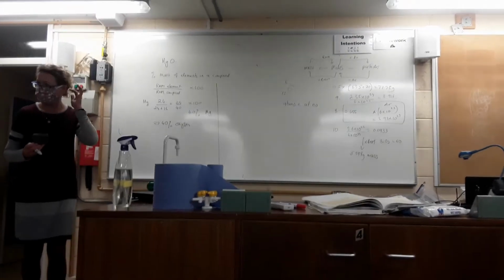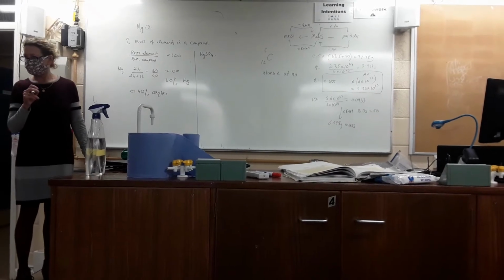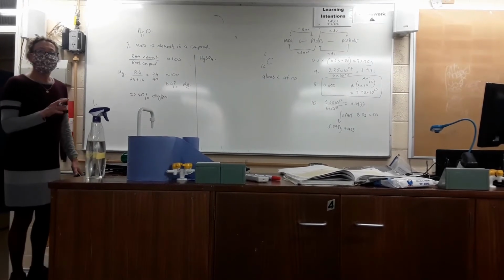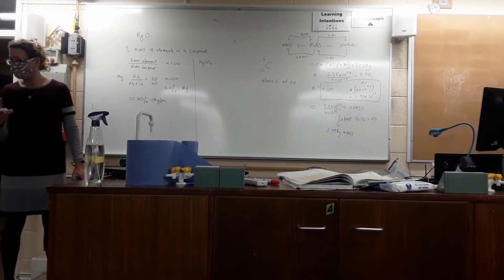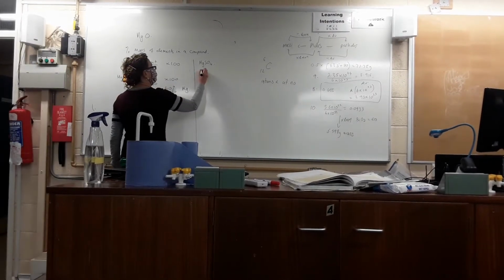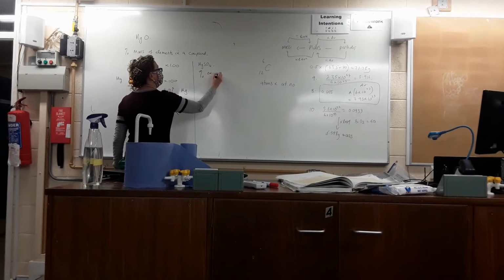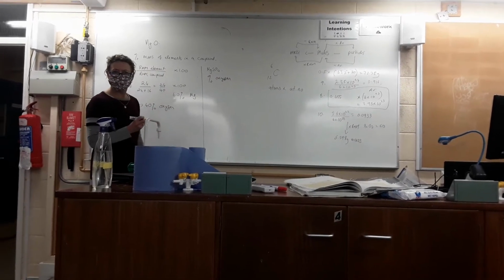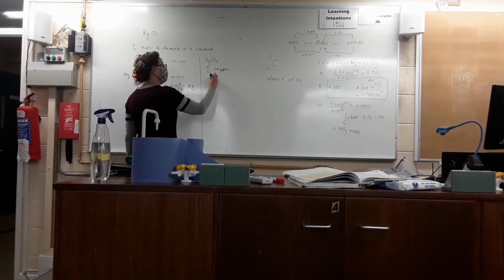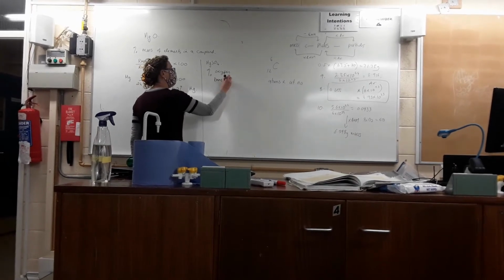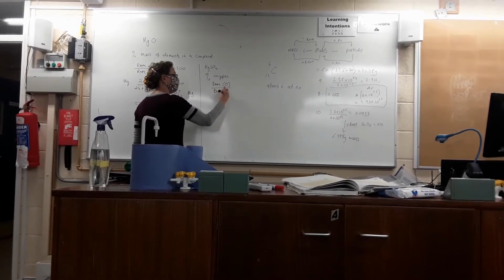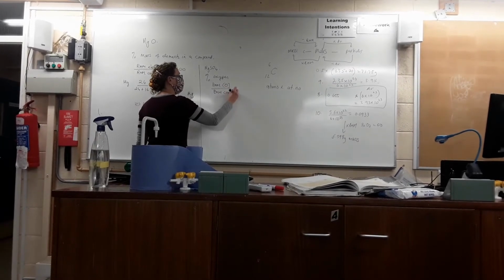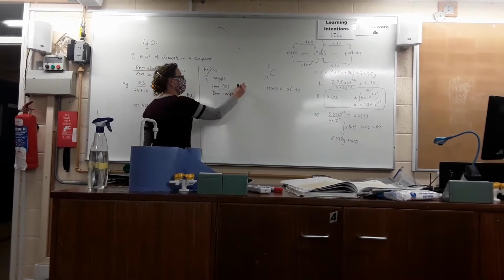Okay, that's enough. So let's do magnesium sulfate now. I'm going to look for the percentage oxygen in magnesium sulfate. Find the percentage oxygen in magnesium sulfate. So I'm going to take the relative mass of the oxygen and then divide by the relative molecular mass of the compound. And of course then for percentage, I'm going to multiply by 100.